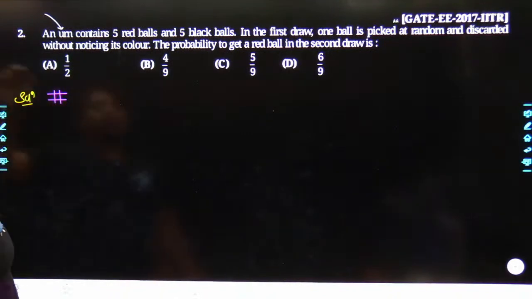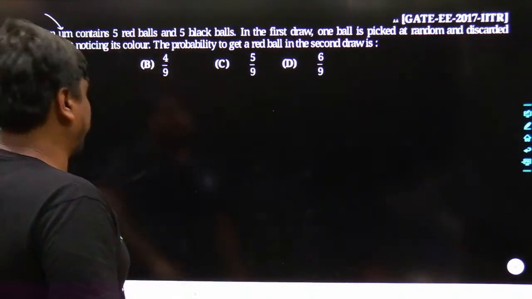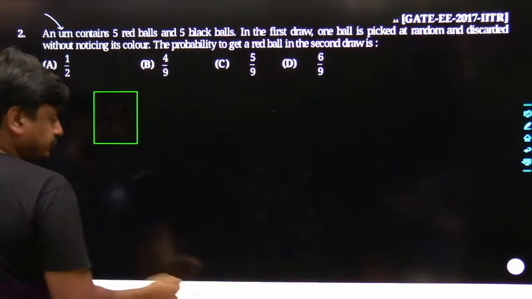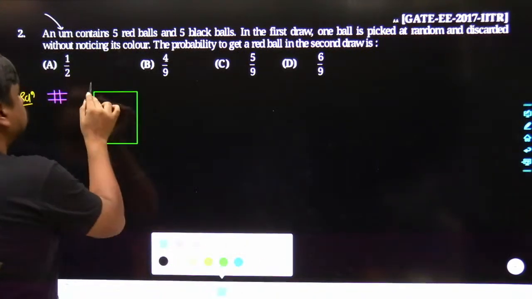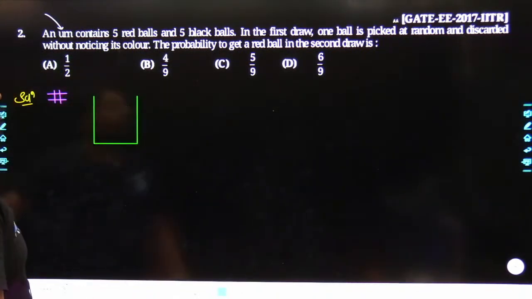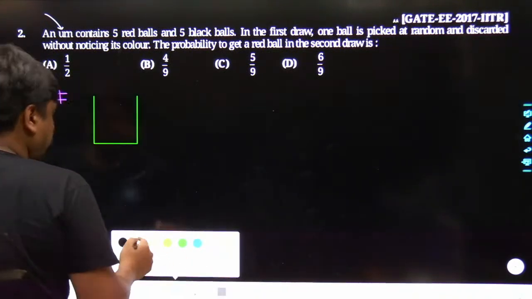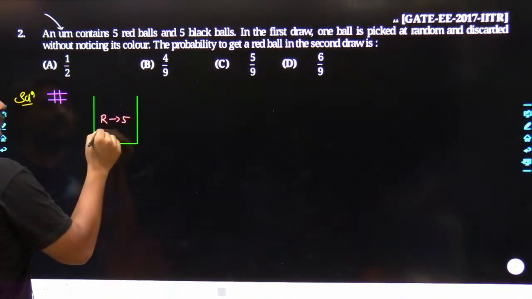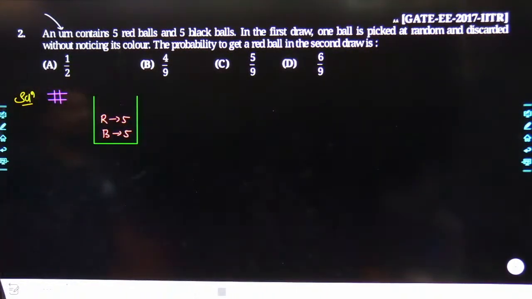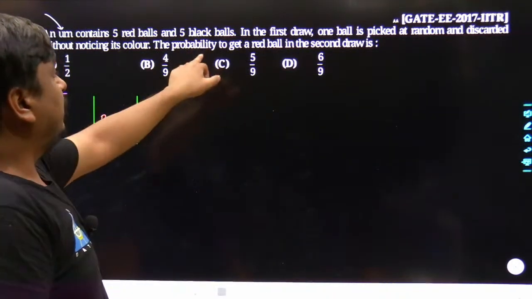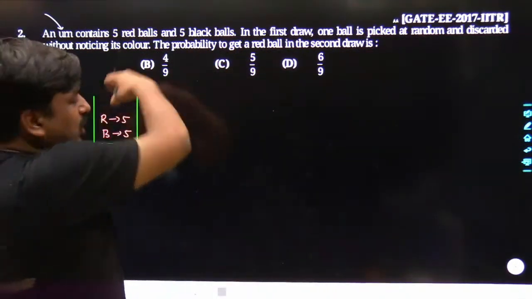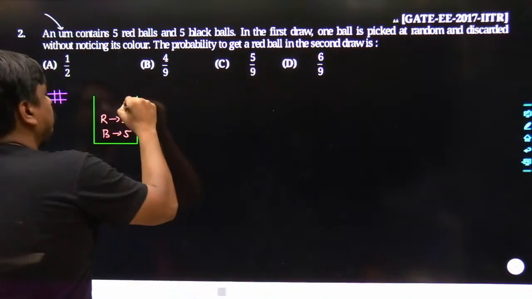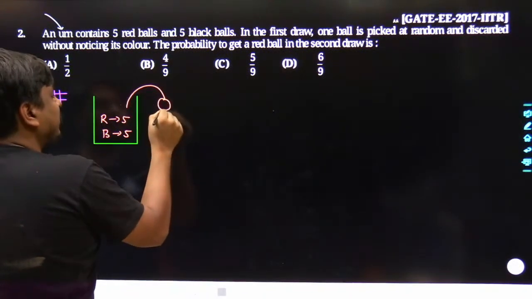What the problem states: an urn contains 5 red and 5 black balls. So better to take an urn here itself. We have an urn over here. How many red balls did we have? Obviously 5 red balls in this problem, and similarly 5 black balls within this urn. In the first draw, one ball is picked at random and discarded. That means one ball has been picked out and it has been discarded.